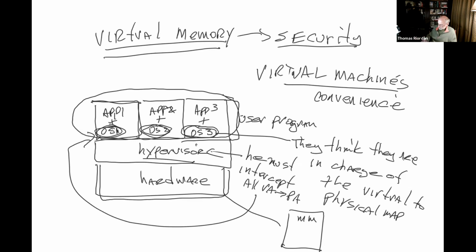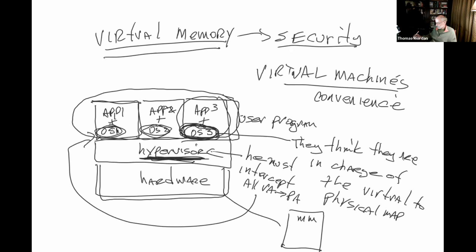So every time this app plus OS3 wants to bring in a new page, the hypervisor has to intercept that and do his own mapping. So this guy goes through his mapping table, and then this guy here has to go through his mapping table to move it somewhere else. So you can imagine that this is extremely burdensome from a time and software point of view.